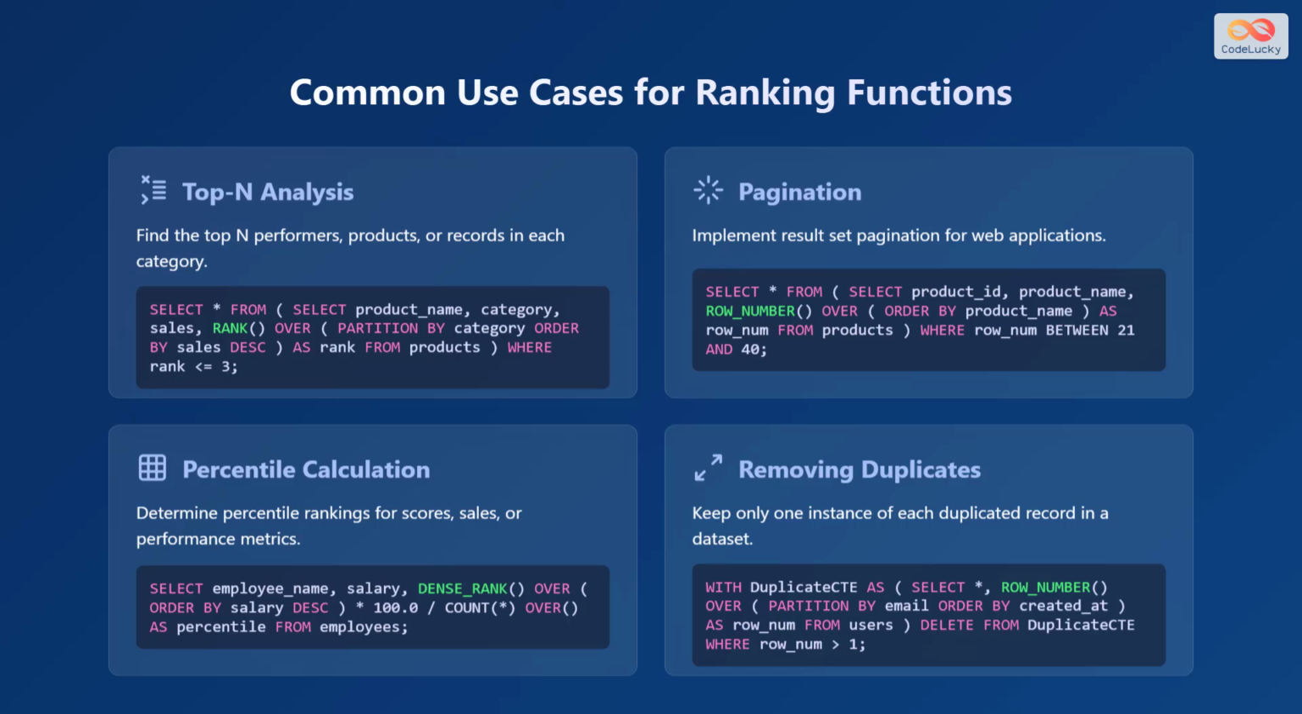The fourth use case is removing duplicates. Keep only one instance of each duplicated record in a data set. Here is a code example. With duplicate CTE select everything, and use the row_number function over partition by email order by created as row number from users. Delete from duplicate CTE where row number is greater than 1.